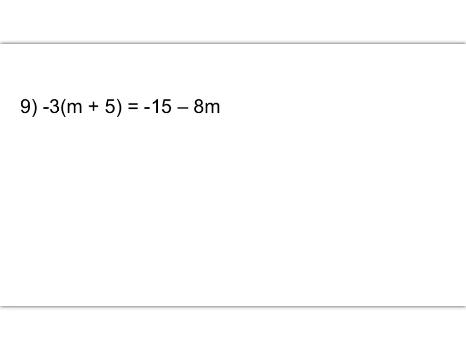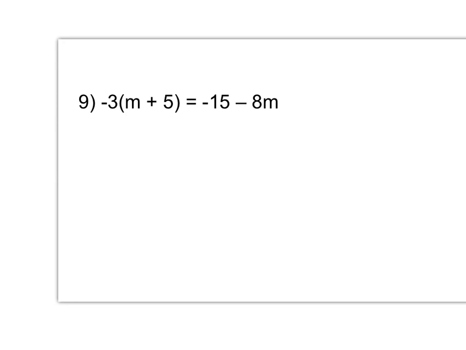All right, let's take a look at this problem, number 9. So this is a little bit more complex, but I'm going to just go through my checklist. So I know I have to distribute if possible, and it's clear that I do because this negative 3 is on the outside of parentheses. So negative 3 times m gives me negative 3m. Negative 3 times 5 gives me negative 15, and I'm going to bring down the other side.